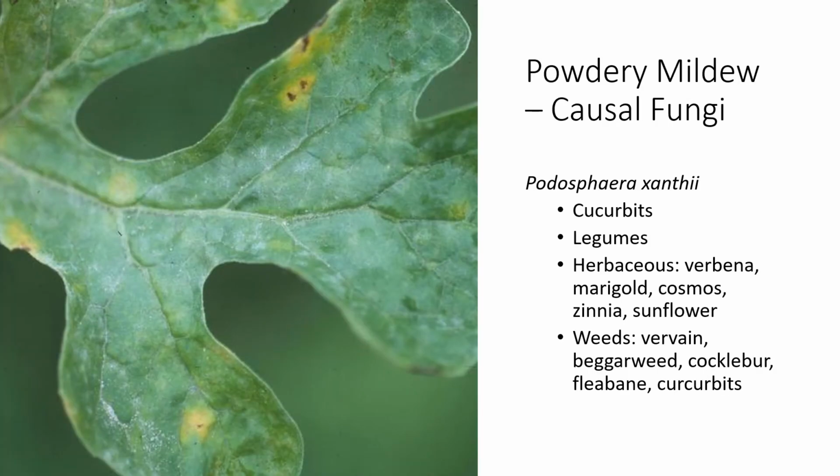The other primary powdery mildew species that we see here in Kentucky is Podosphaera xanthii. So this one is not related to the other powdery mildew species, but it produces a powdery mildew disease all the same. Xanthii can infect cucurbits, legumes, a variety of herbaceous ornamentals and weeds, including, again, cucurbit weeds, cocklebur, fleabane, beggarweed. So very wide host range as well.